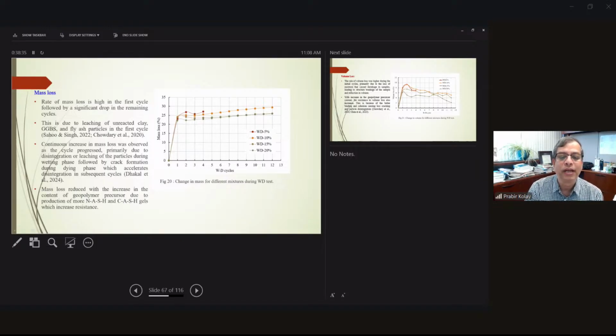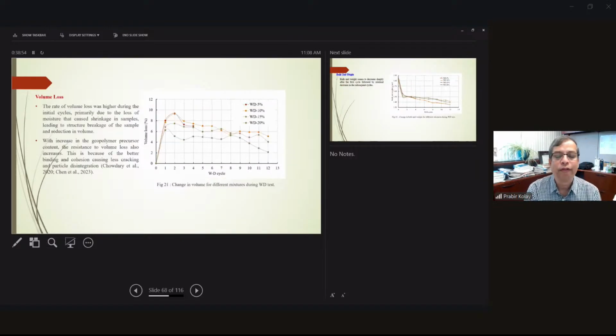So a continuous increase in mass loss is observed as the cycles progress, primarily due to the extraction or leaching of the particles during the wetting phase. So basically, if the sample is not in contact in a matrix form, it's going to leach out.